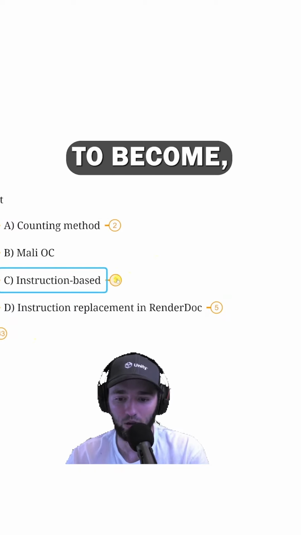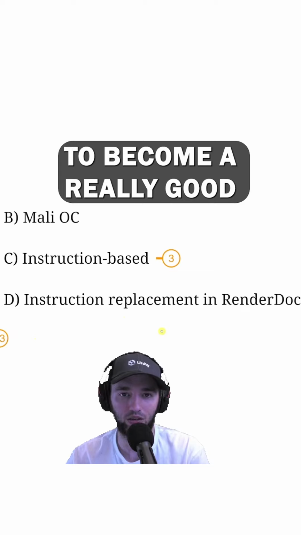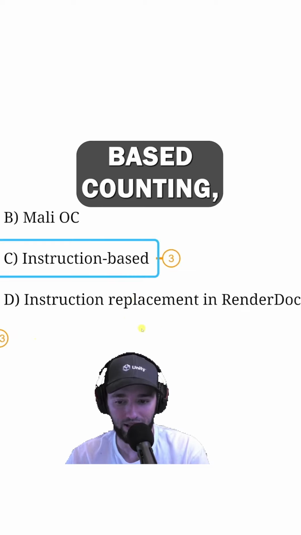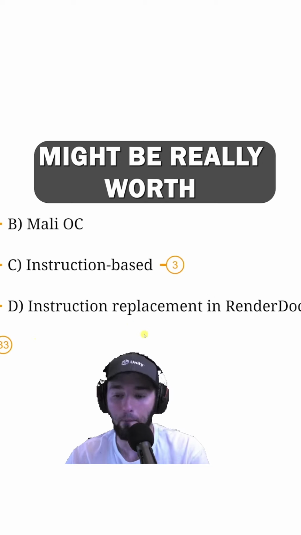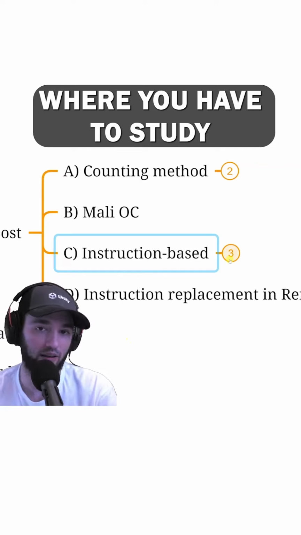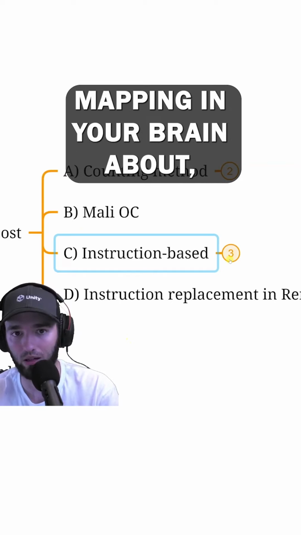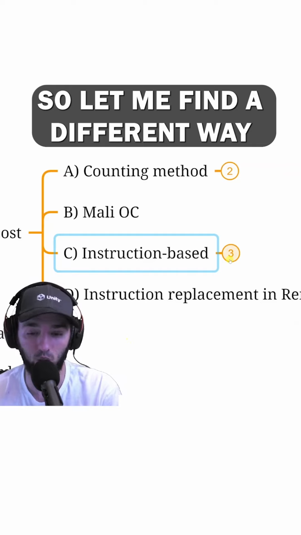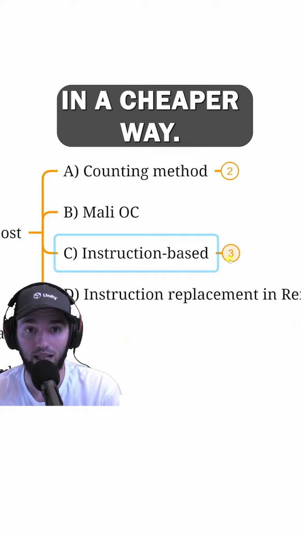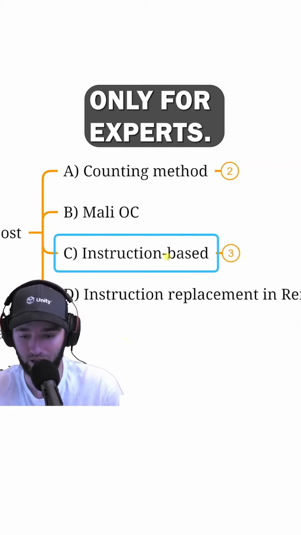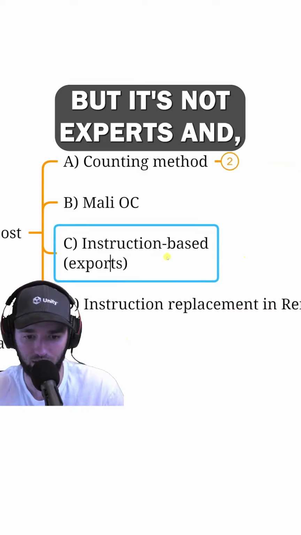And if you wanted to become a really good technical artist, the instruction based counting and analyzing might be really worth it, where you have to study all the instructions and then have a very fast mapping in your brain about, okay, this is expensive, so let me find a different way to accomplish whatever I want in a cheaper way. So this might be worth it only for experts, I would say here.